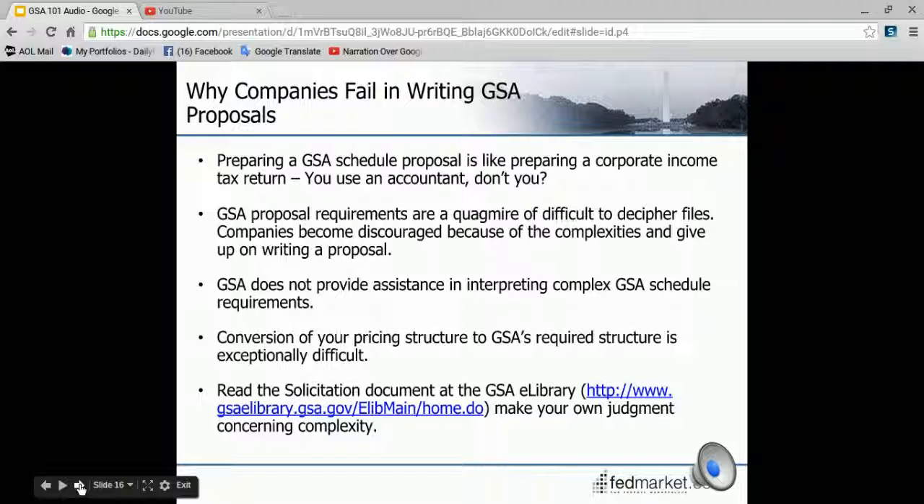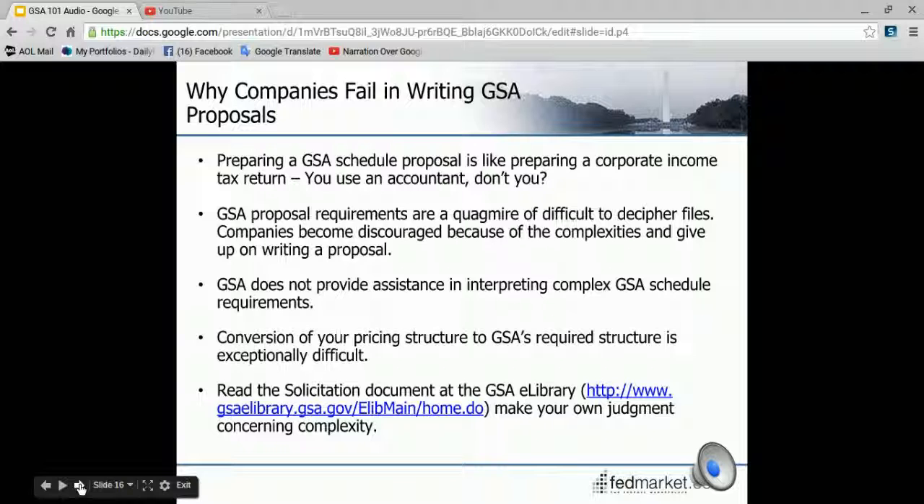Why do companies fail in writing a GSA proposal? Well, preparing a GSA schedule proposal is like preparing a corporate income tax return. And you use an accountant, don't you? GSA proposal requirements are a quagmire of difficult to decipher files. Companies often become discouraged because of the complexities and give up on writing a proposal.